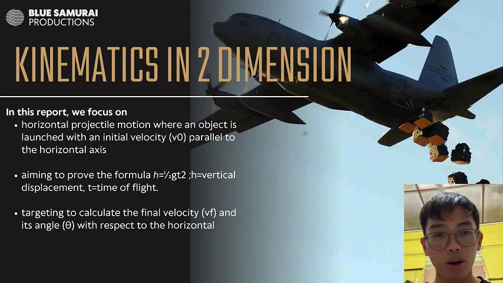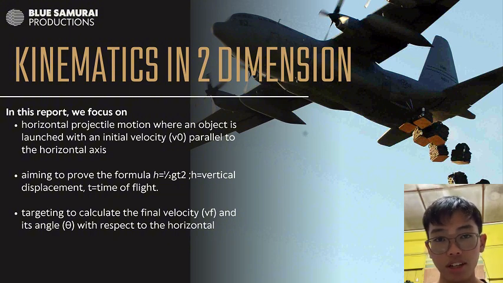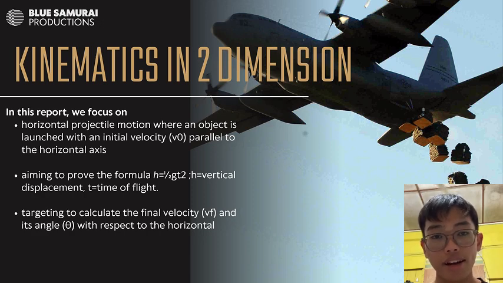Now, let me talk about our objective. For our experiment, the focus is to investigate the horizontal projectile motion of an object launched with an initial velocity parallel to its horizontal axis. The primary objectives are: number 1, to verify the formula for vertical displacement, which is height equals 1/2 times gravitational acceleration times time to the power of 2. And number 2 is to calculate the final velocity of the projectile and determine its angle relative to the horizontal axis at the moment of impact.